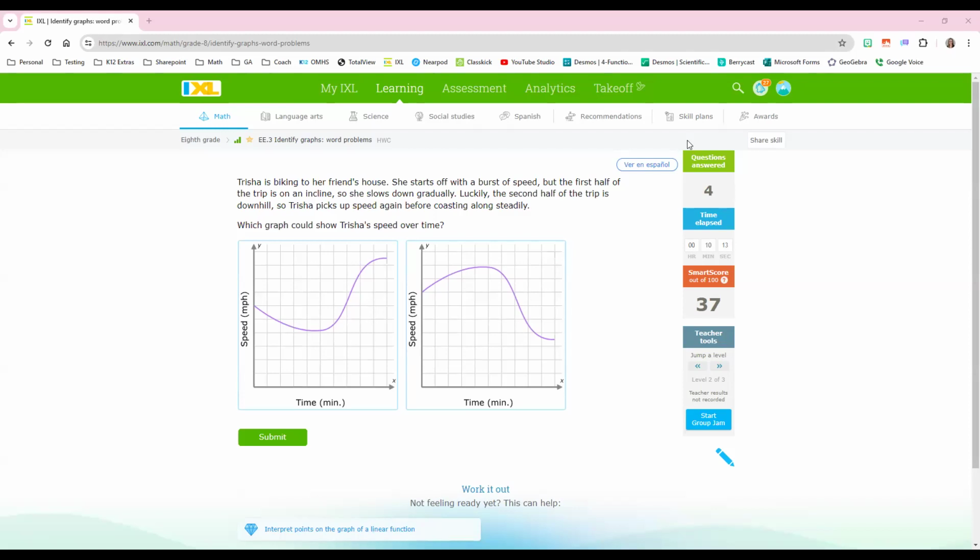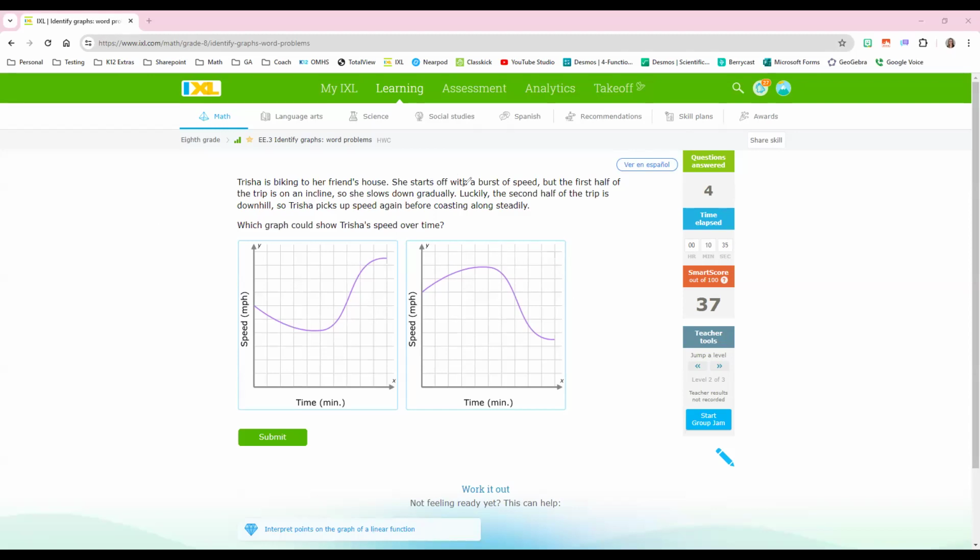So Trisha is biking to her friend's house. She starts off with a burst of speed, but the first half of the trip is on an incline, so she slows down gradually. Luckily, the second half of the trip is downhill, so Trisha picks up speed again before coasting steadily. Which graph could show Trisha's speed over time?